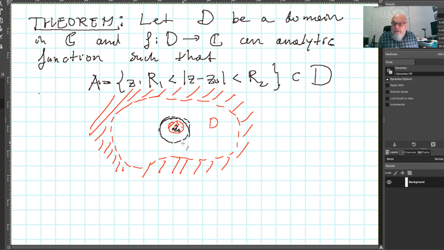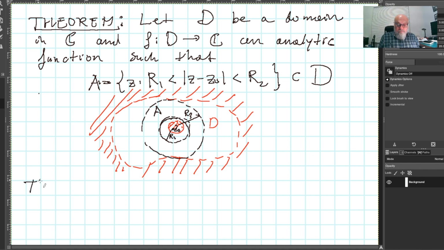That's my first circle, and then I have another circle. Still ugly. Now it's better. So this is the radius R1, this is the radius R2, and that's my annulus A. So that's this guy. This is A.